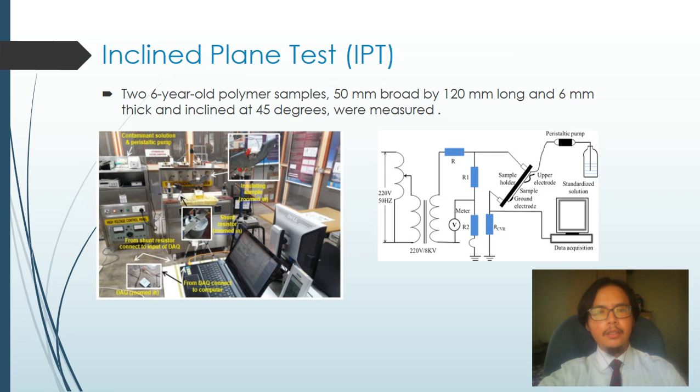Okay, actually the raw data that I am going to process was collected from the IPT test, or inclined plane test. This process involved two 6-year-old polymer samples of 50 mm wide by 120 mm long and 6 mm thick, inclined at 45 degrees, and then we measure the results. As you can see, this is the picture of the IPT test equipment setup, and this one is the IPT test schematic diagram.